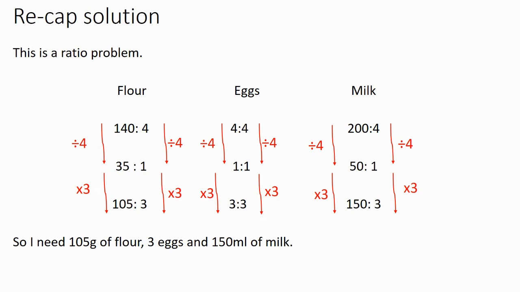1 times 3 is 3, so 3 eggs for 3 people, and 50 times 3 is 150, so 150 mils of milk for 3 people. So in total, I need 105 grams of flour, 3 eggs, and 150 mils of milk to make my perfect Yorkshire puddings. Let me know how you got on with that question.